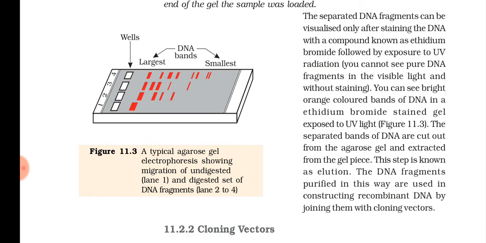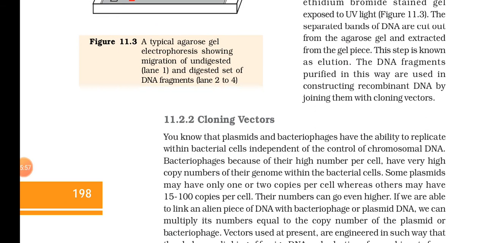The DNA fragments purified in this way can be used in constructing recombinant DNA by joining them with cloning vectors. Once the gene of our interest is found, it can be used for any other purposes. So what do you mean by elution? The process of extracting the DNA fragments from the agarose gel. So that process is called what? Elution. Understood?